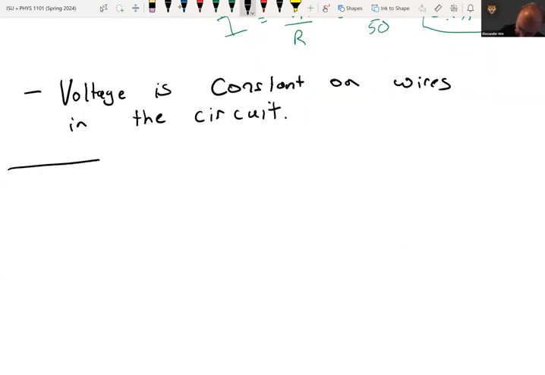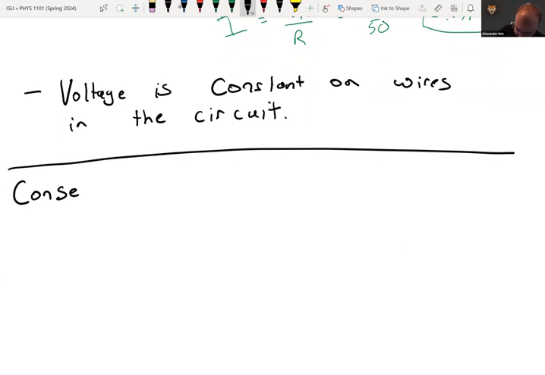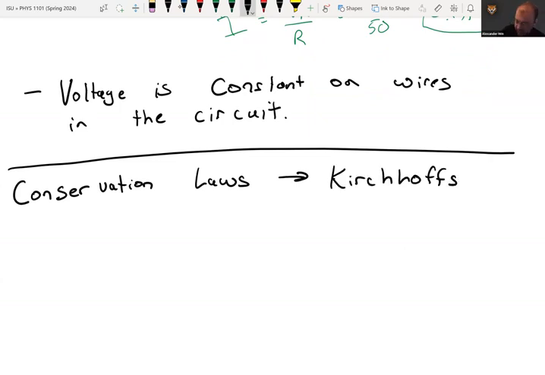The next thing I wanted to talk about is the conservation laws in circuits. And the conservation laws lead to what we call Kirchhoff's laws. For those of you that have taken circuits before, you probably know that these are two of the most important tools for analysis in circuits, and ultimately they come from the conservation of various quantities in circuits. So the first one I wanted to talk about was conservation of charge.